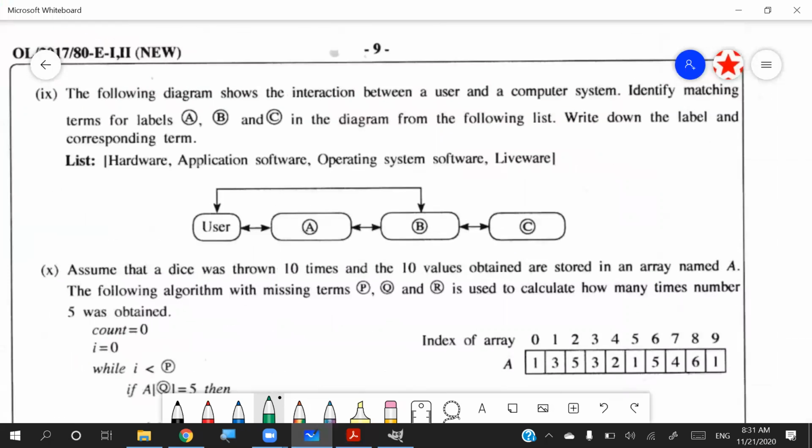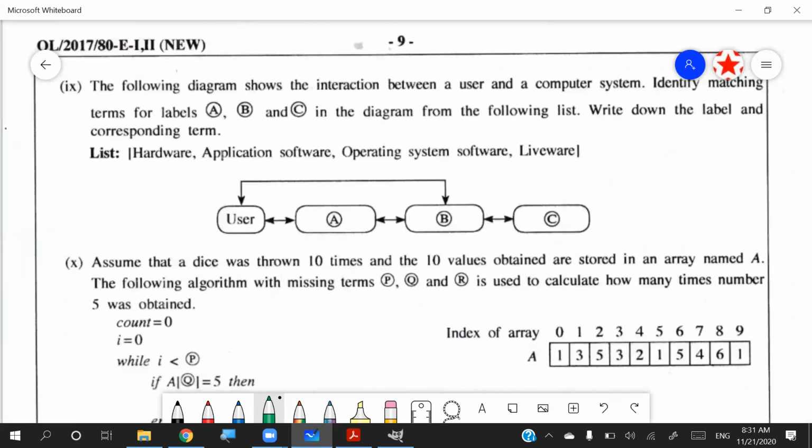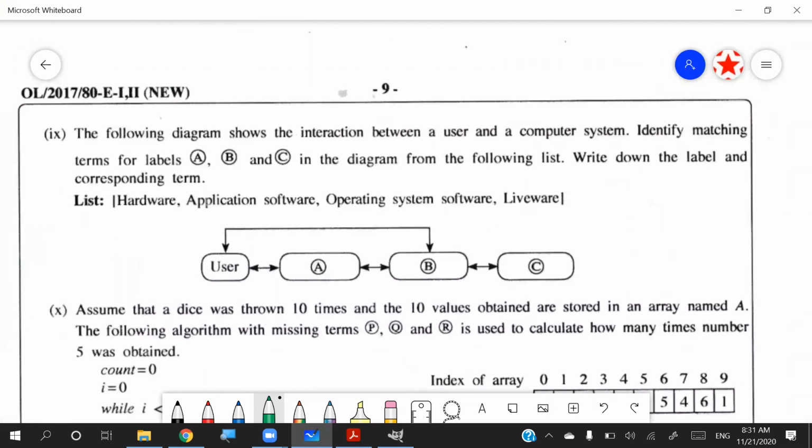The next part is talking about something like this. The following diagram shows the interaction between a user and a computer system. Let's finish the first part and end the session. That means the first question. User and the computer system: identify matching items for labels A, B, and C in the diagram from the following list. Write down the label and corresponding terms.